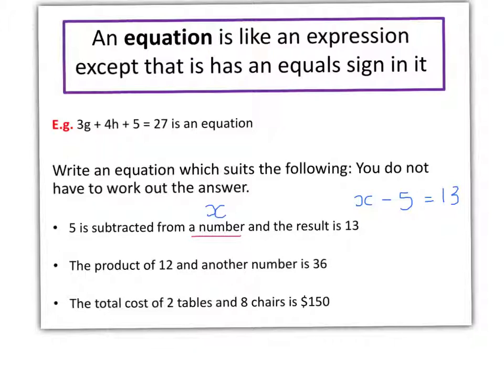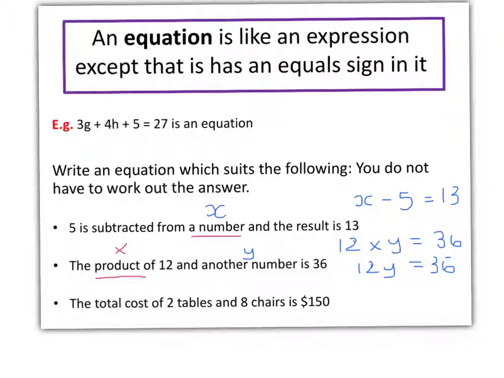Okay, the second example, the product of 12 and another number. We can say y for this one is 36. Now remembering that the product means multiplication, we can write this one as the product of 12 and another number. So 12 times a number equals 36. And we can write this more simply by taking out that multiplication sign: 12y = 36.